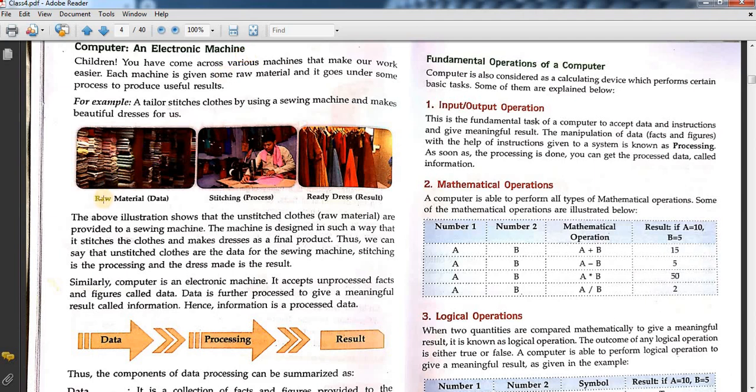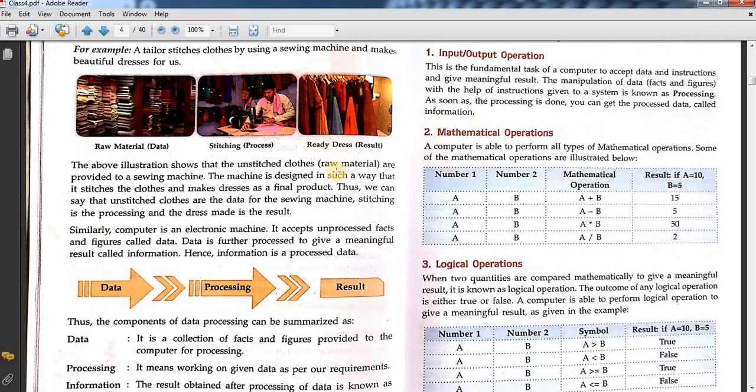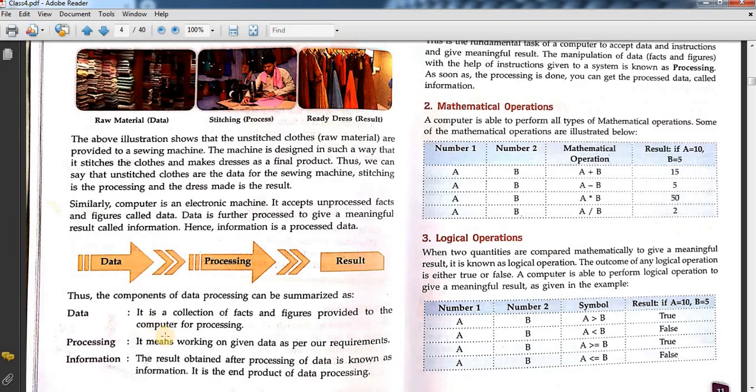Some example is given here. Suppose you want to make one frock or shirt. At first you need to have a piece of cloth. Then you have to go to the tailor to stitch the cloth, and the final output will be a frock or shirt. Similarly, in a computer we need to input some data. Then the computer will process it. Then it will give us a result or output.